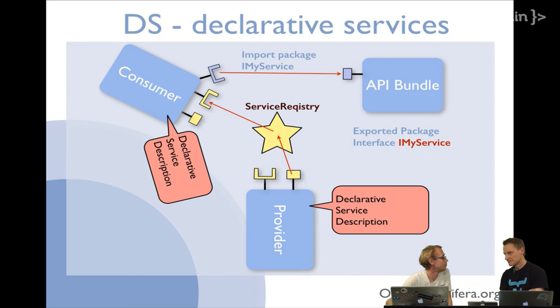It's pretty much the same as we did before. There is a consumer that likes to consume a service, and there are one or more providers who would like to provide an instance of a service. And now you may use a declarative service description. So this is actually more like the CDI stuff.